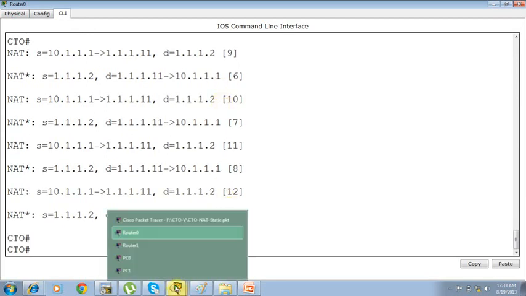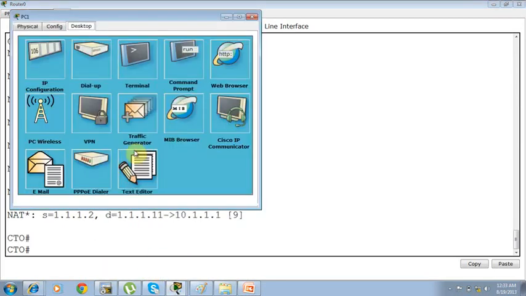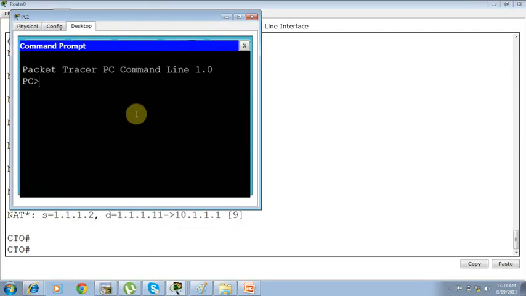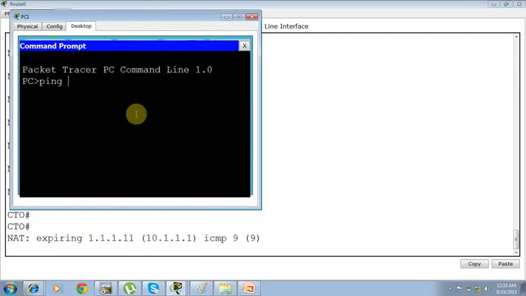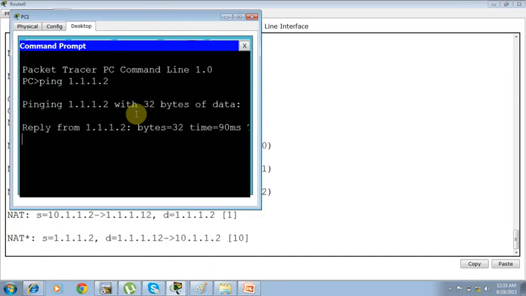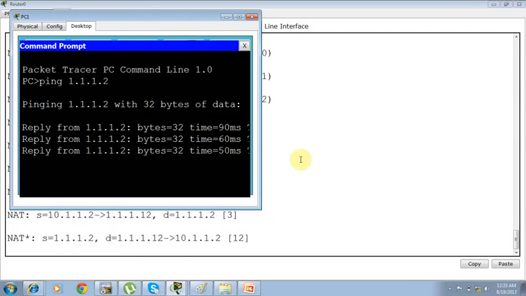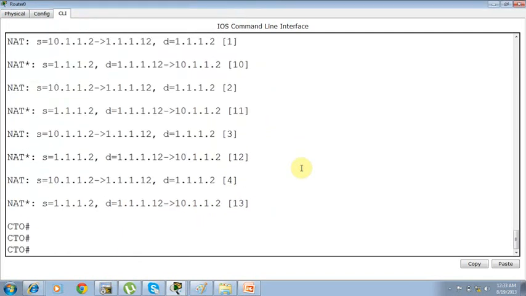So again we retest using the other terminal. I ping from PC1, so I say ping 1.1.1.2. So you can see here again the result. You can see here that 10.1.1.2 is being translated into 1.1.1.12 and again retranslated back to 10.1.1.2. So this is static NAT.